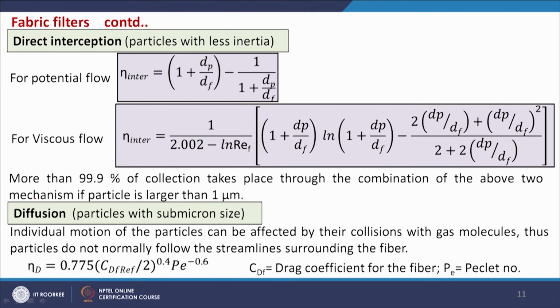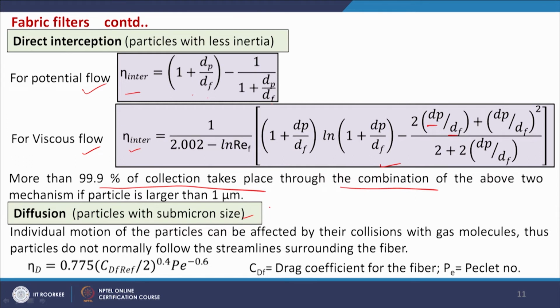Now, for direct interception, the formula we can use is eta interception equal to 1 plus dp by df minus 1 by 1 plus dp by df, that is for potential flow, laminar flow. For viscous flow we get the expression given here for the efficiency of interception. Again, this is also dependent on dp and df. Mostly 99.9% of collection takes place through the combination of these two mechanisms, and diffusion also matters when the particle size is very small, that is, for submicron particles.